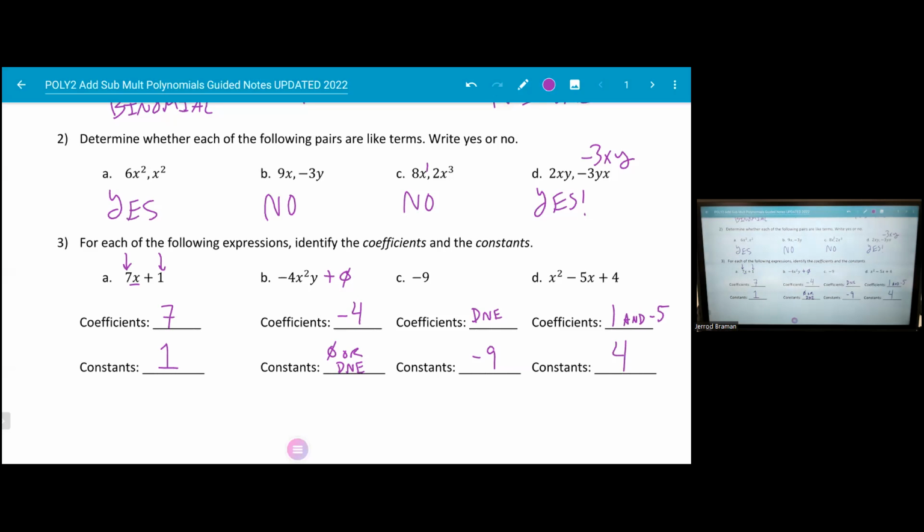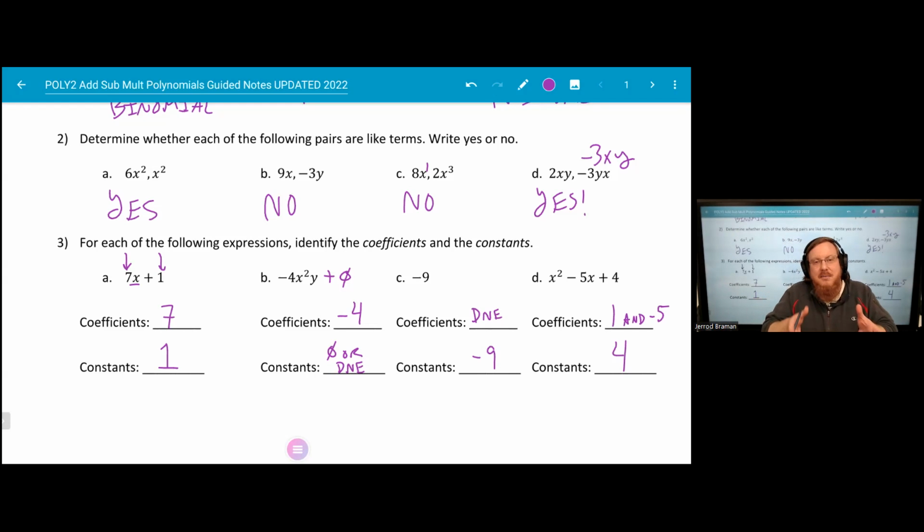Once again, we got a little tricky on you there. Letter C is -9. The term is -9. There's no variable or combination of variables. Therefore, there's no coefficient. Does not exist. The constant is just that value, just that number. It's -9.